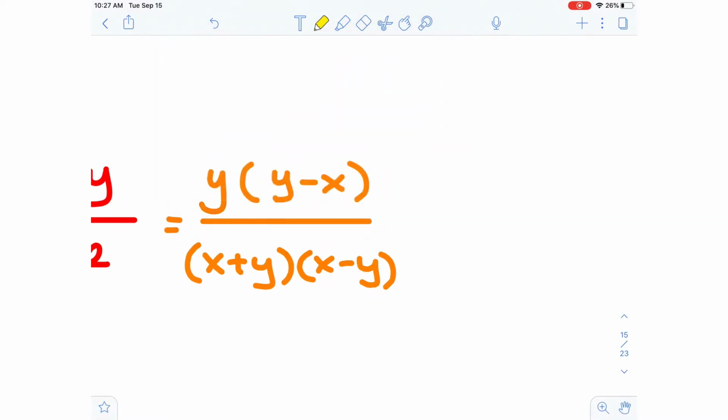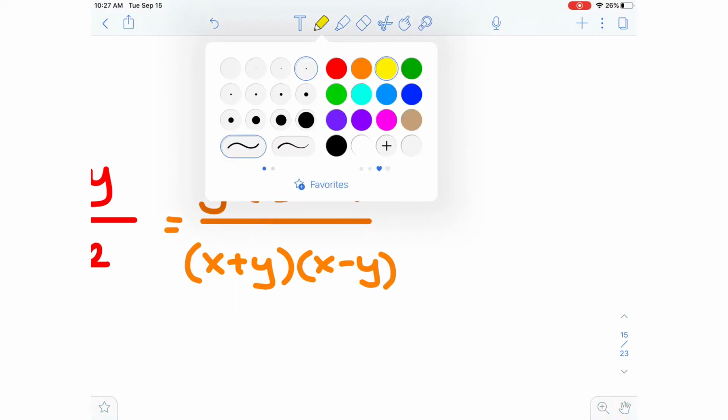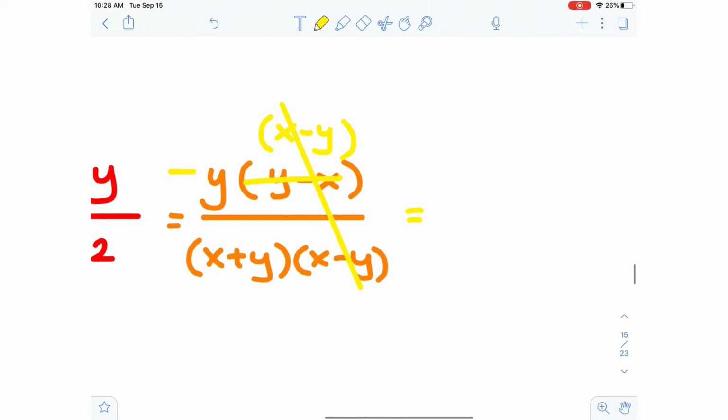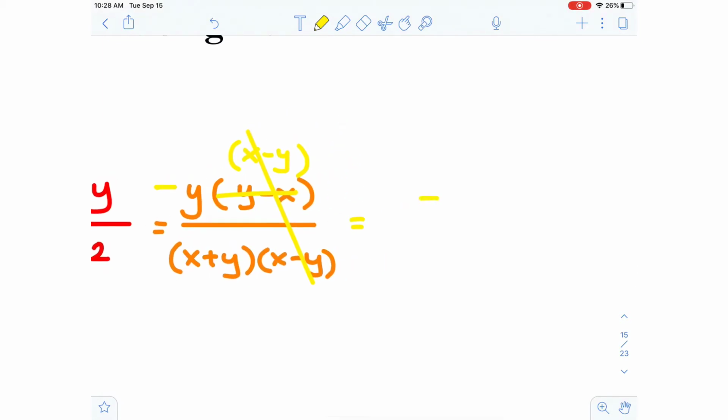They're not just going to cancel. They will cancel, but what I need to do first is pull out a negative from this one. I'll rewrite it. Silly me, I forgot one step. So now they're going to cancel out. Okay, so now they cancel out, but I have to pull out a negative if I'm going to cancel out exact opposites. So I am left with a negative y over x plus y, and that is the answer.